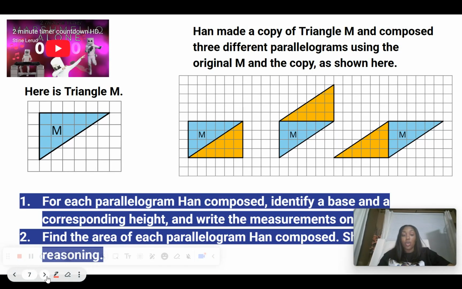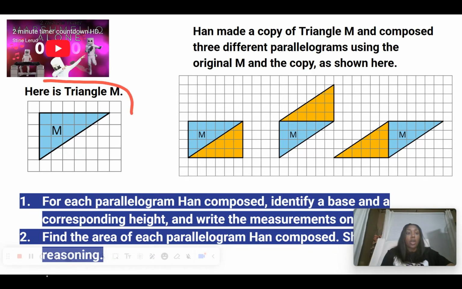So on the sheet that you were given, we're going to look at the first set of exercises, and your picture should look like mine here on the screen. So Han made a copy of triangle M, so we have triangle M here. He made a copy of that triangle and composed three different parallelograms using the original M and the copy. So we have M, and then he made a copy of it. That's the yellow triangle. And then he put those two together to form some parallelograms.